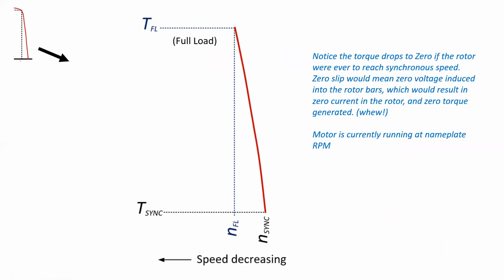So first I want you to draw your attention down here, the synchronous speed. Now, the torque drops down to zero if the rotor was ever able to reach synchronous speed. Zero slip would occur at that point, which would mean zero voltage would be induced into the rotor bars, which would result in zero current in the rotor circuit, and finally, zero torque generated. Whew. So the motor is currently at this point running at nameplate RPM, and that's because it's delivering its full load torque and it's operating at this point here.